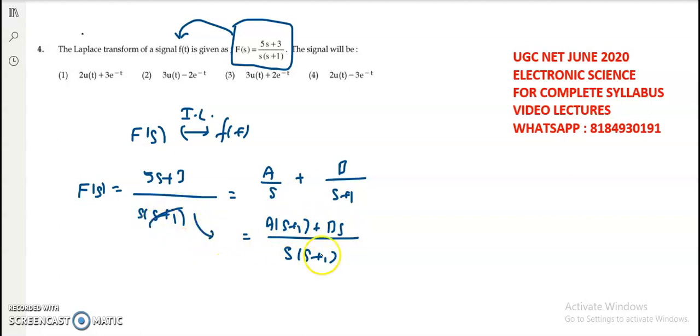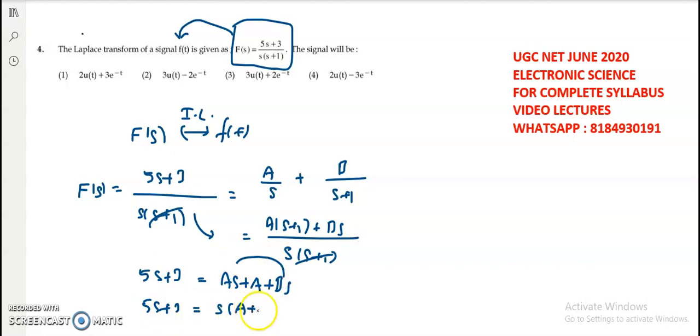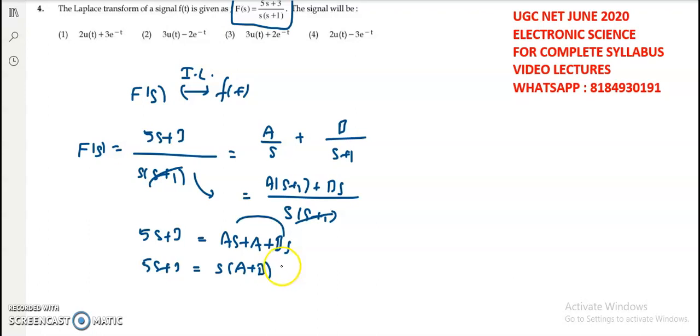So this is equal to this one. Now here the denominator, both these two get cancelled. So finally I will get 5s plus 3 is equal to As plus A plus Bs. And next, if we take s as a common from both these two, then s of (A plus B) plus A. Fine. So now here we have to compare the coefficients. First compare the coefficient of s and then compare the constants.